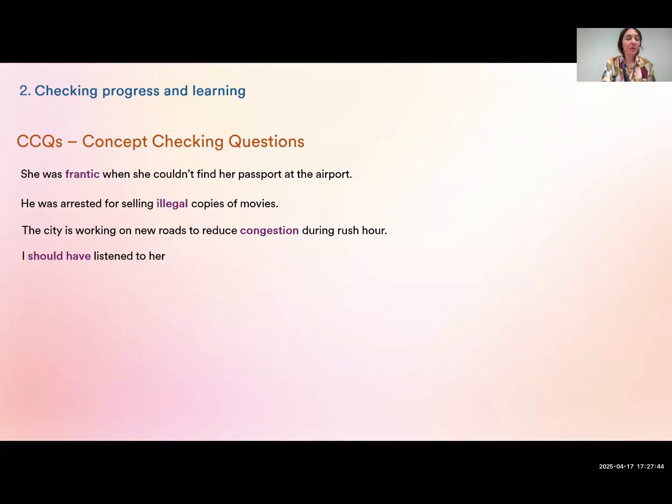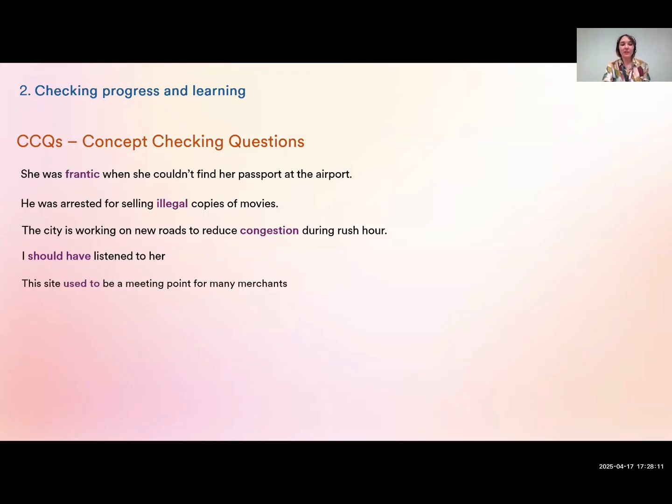imagine she gave me good advice, I didn't listen to her, and now I'm in trouble. Or she told me I should have arrived earlier for the train, but I overslept, and now I've missed my train. So I should have listened to her. So it really conveys an idea of annoyance and regret. But you're right, I should have put this in a better context.